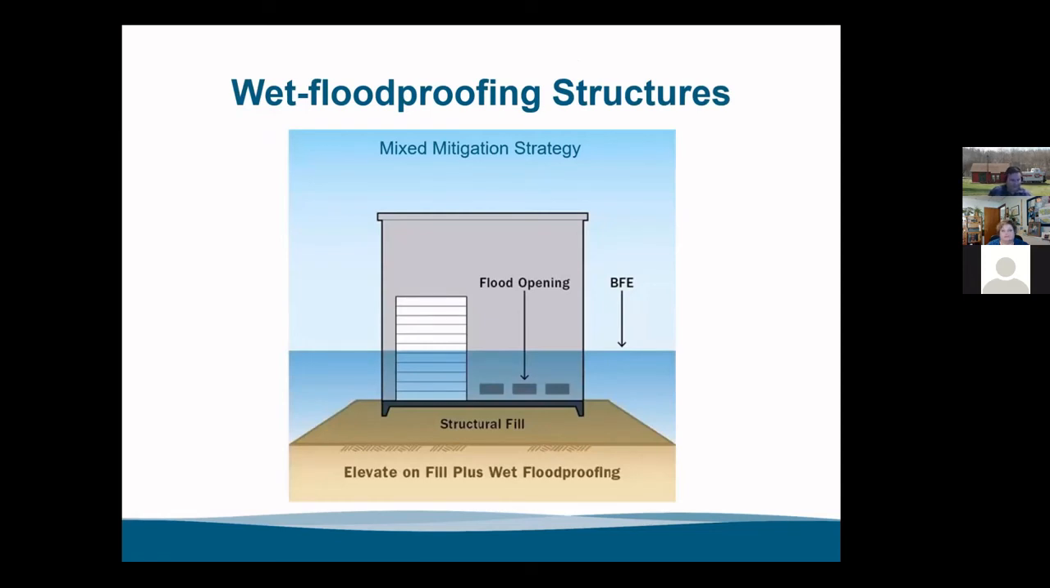Here's what that might look like for wet flood proofing. This is an example of a mixed mitigation strategy, right? We talked about that with the dry flood proofing. You can also do it with wet flood proofing. You're wanting to do the minimum or the maximum mitigation possible. So using as much fill as what would be considered appropriate for the structure, and then using flood openings to allow that automatic entry and exit of flood waters.